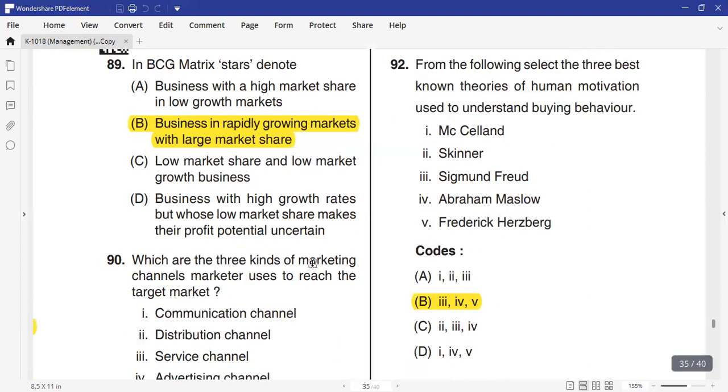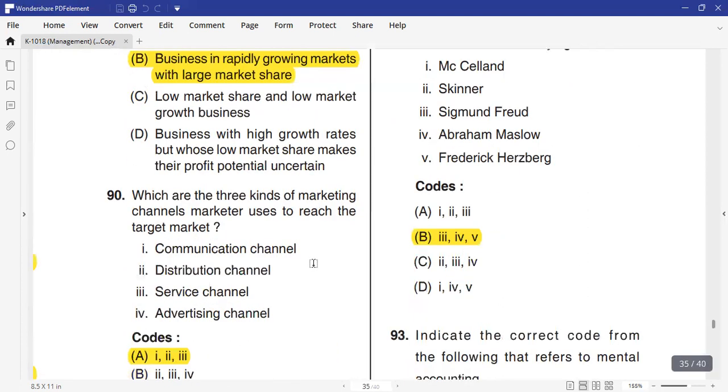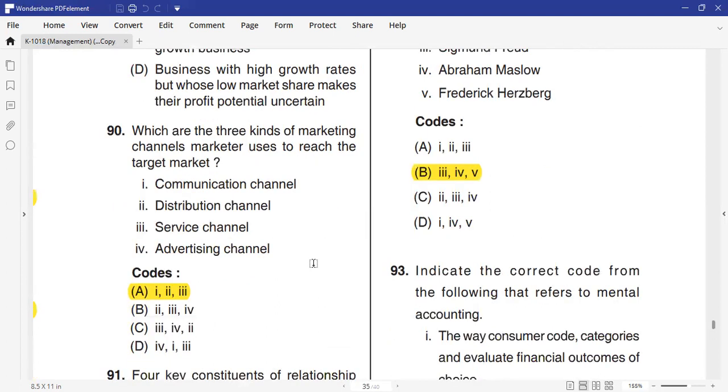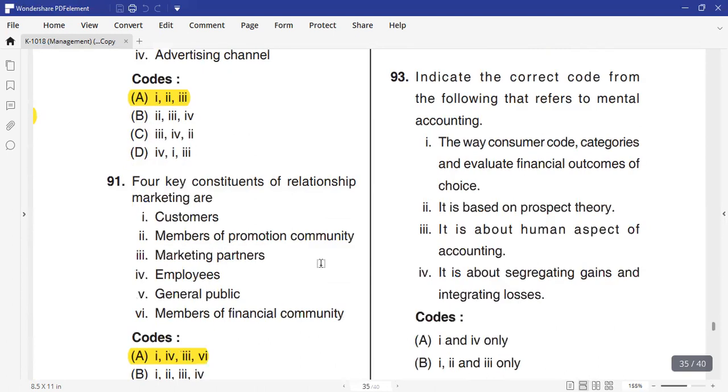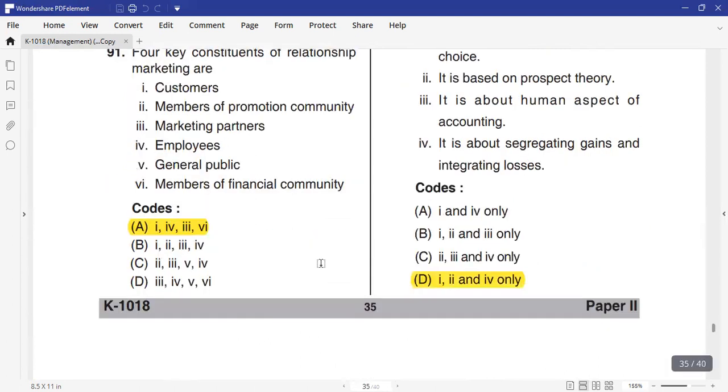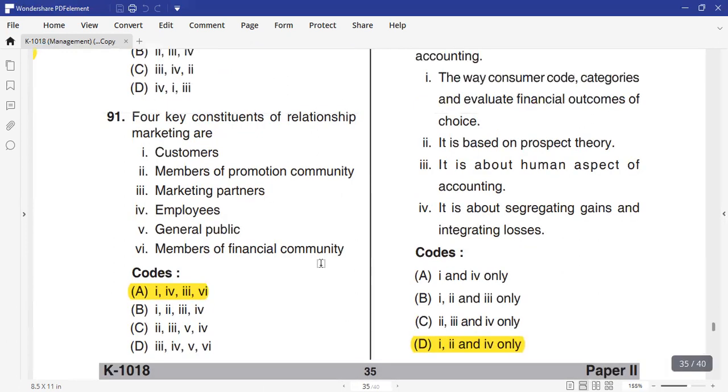90th question. Which are the 3 kinds of marketing channels the marketer uses to reach the target market? One is communication channel, the second is distribution channel. The third one is service channel. 91st question. 4 key constituents of relationship marketing are customers. The 4th one is employees. The 3rd one is marketing partners. The 6th one is members of financial community. So here employees doesn't play an important role. So therefore it is not taken here.